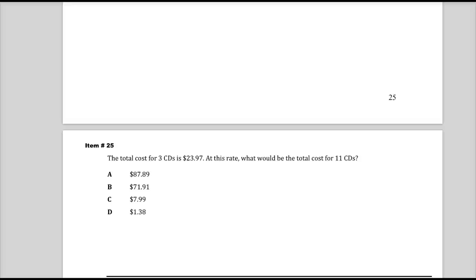Welcome, this is item number 25 from the released Spring 2014 test items for 7th grade TCAP math. The question says, the total cost for three CDs is $23.97. At this rate, what would be the total cost for 11 CDs?